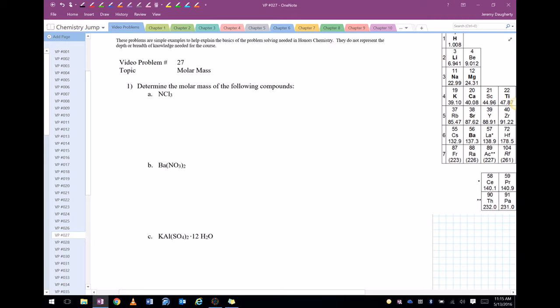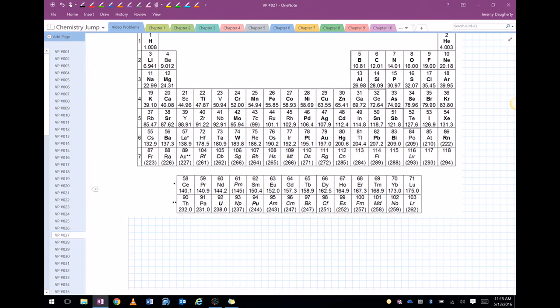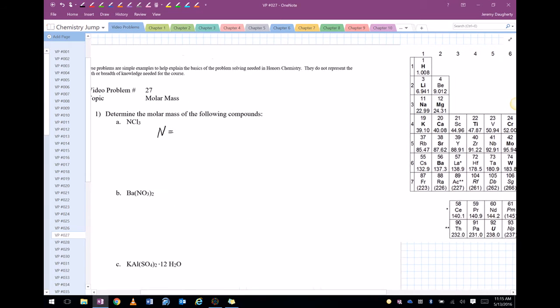We have nitrogen trichloride. This is all pretty easy stuff; you're going to find that it's super simple. So here's nitrogen. Let's take a look at the periodic table, and what we're looking for is the molar mass of nitrogen. Right down here is the molar mass of nitrogen. Do not round anything. So nitrogen is 14.01. We've got 3 chlorine.